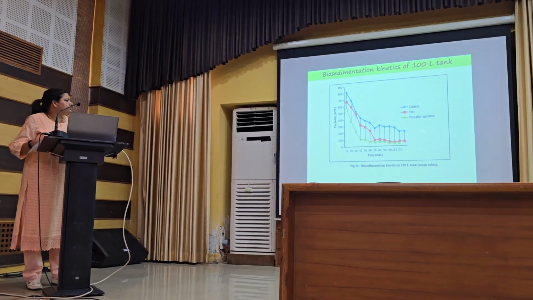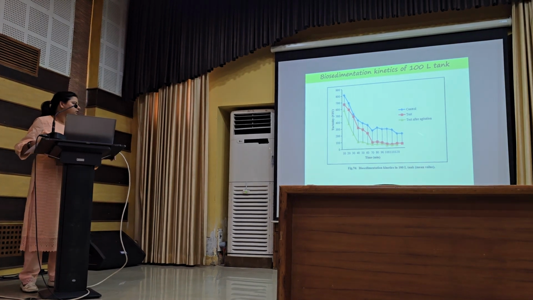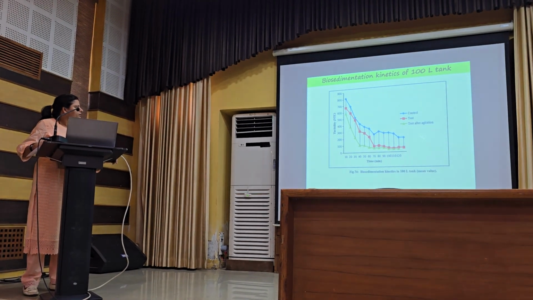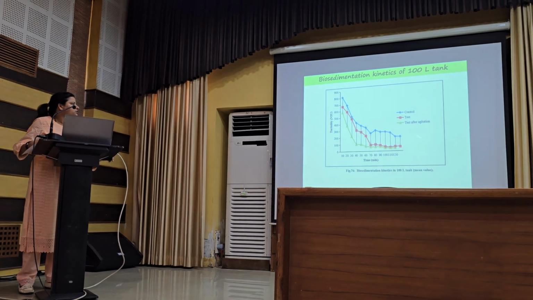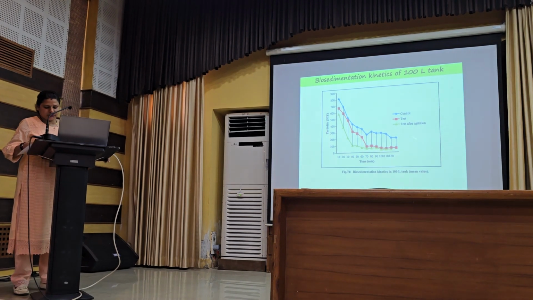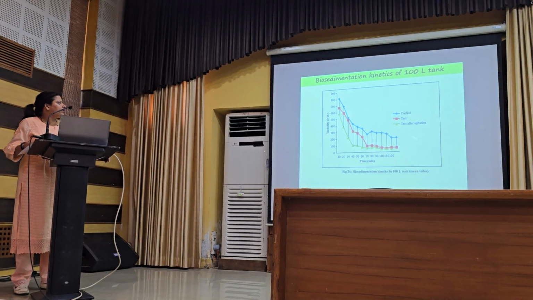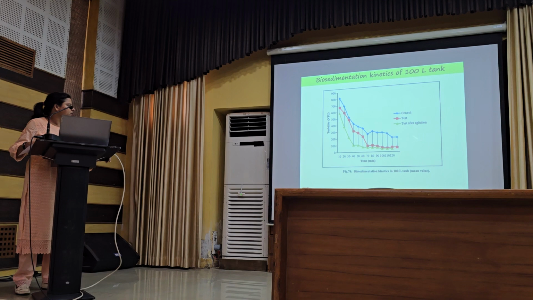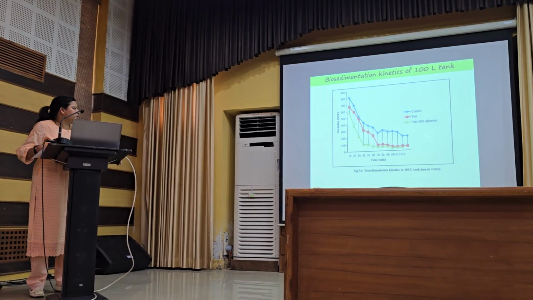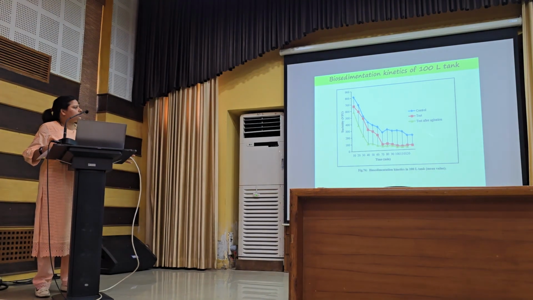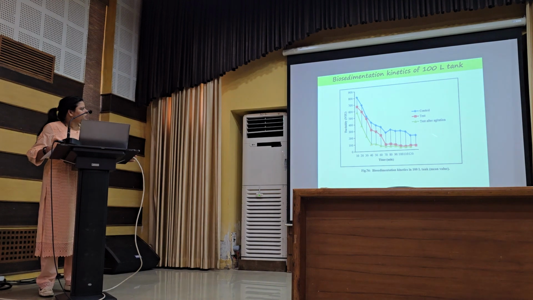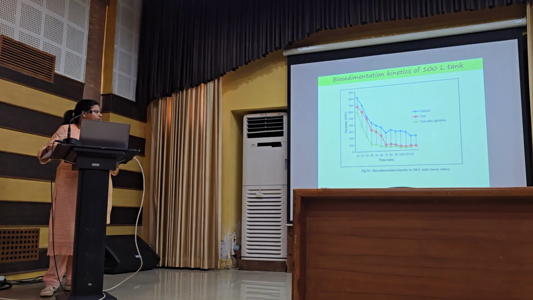This is the biosedimentation kinetics of the 100 liter tank. Here again we can see the turbidity of the control tank remains more than 100 even after 120 minutes of the experiment, while it reduces to 100 in 70 minutes only in the test tank. And again, after stirring, after the 120 minutes, the compact flocs settled down very fast, within 40 minutes.